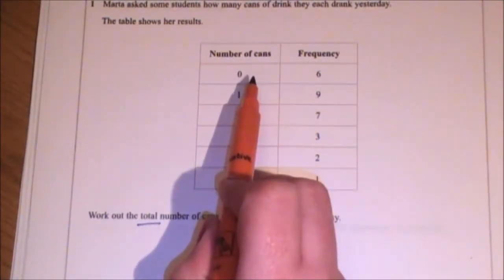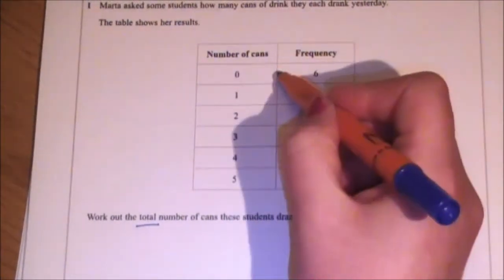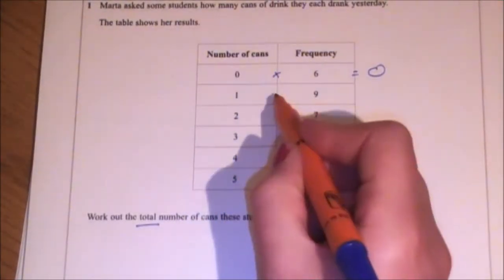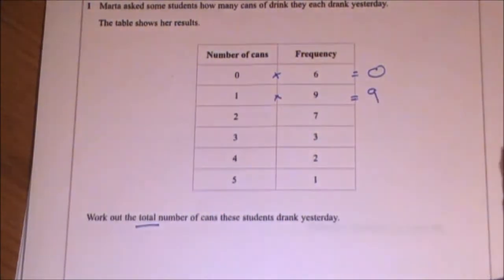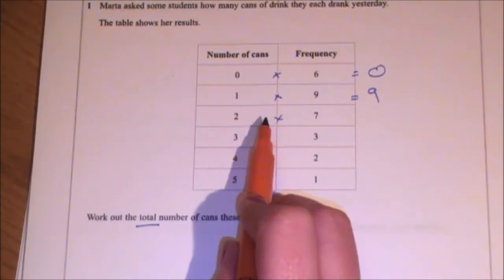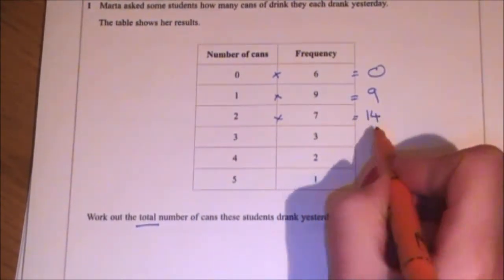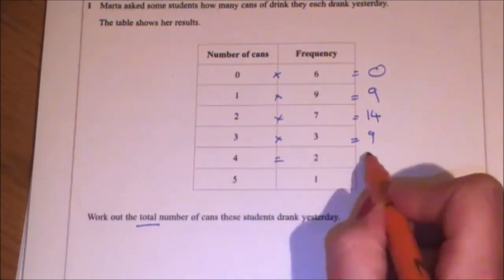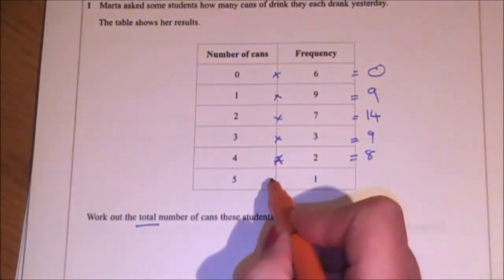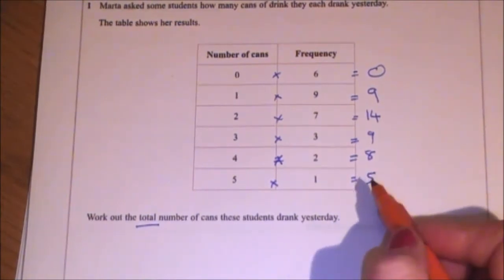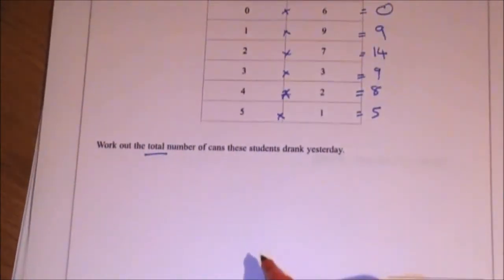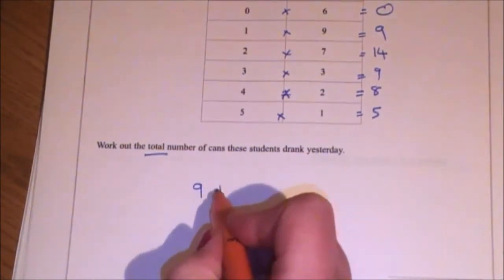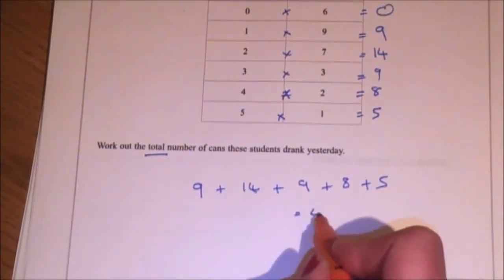6 people drank 0 cans. So in order to find out a total of that, you'd need to do 0 times 6, which is 0. 9 people drank 1 can, so that part accounts for 9 cans. Here, 7 people drank 2 cans, so there's 14. Here, 9. Here, 8. Here, 5. So in order to find the total amount of cans, I need to do 9 add 14 add 9 add 8 add 5 equals 45.